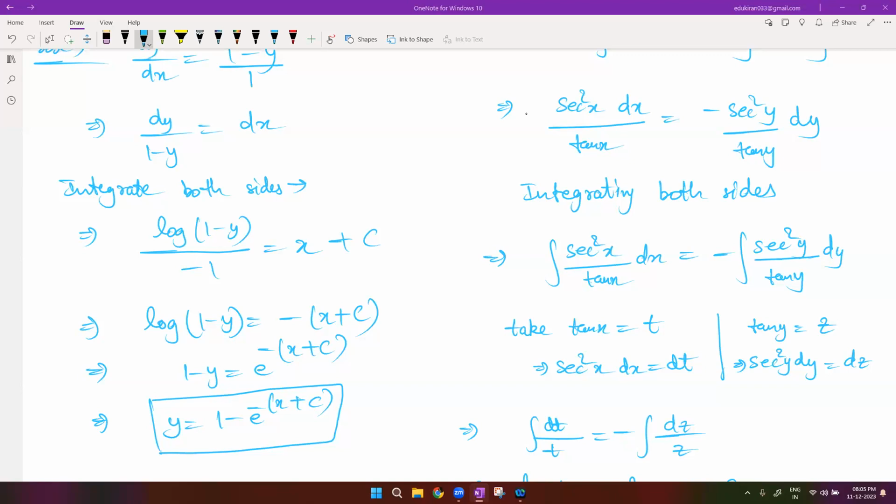Right? We have integrated both sides. But that needs to be done for every differential equation. For finding the solution of a differential equation, you have to integrate it.